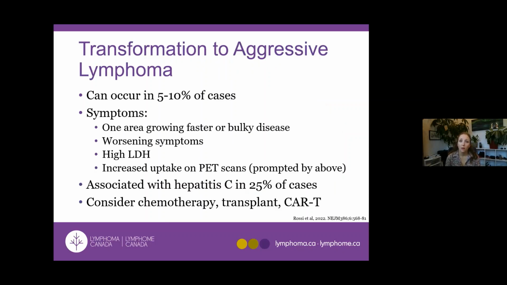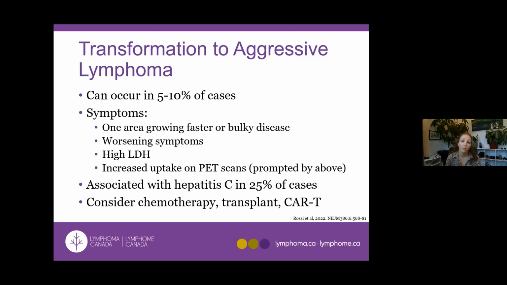A rare event that can sometimes happen in marginal zone lymphoma, and that we get quite concerned about, is a transformation to aggressive lymphoma. I've mentioned it a couple of times. Essentially, this is where further genetic changes happen within the lymphoma, where the cells look bigger and nastier. They start to grow faster. They can spread to more unusual places.